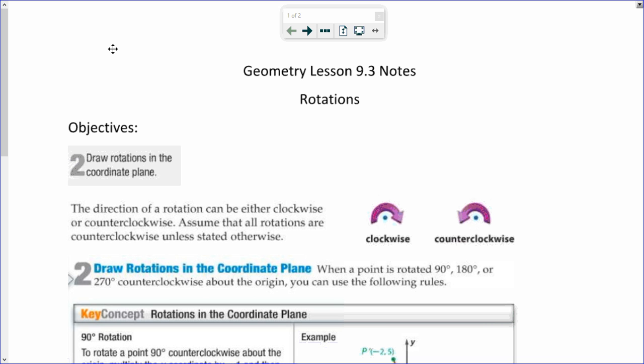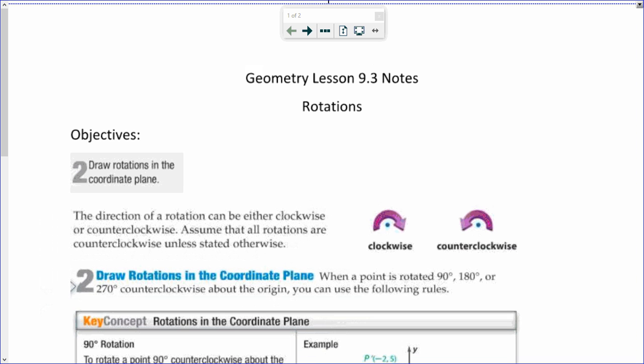So the direction of rotation can either be clockwise or counterclockwise. We'll assume that all rotations are counterclockwise, unless otherwise stated. And not in the coordinate plane, we won't have clockwise rotations. Okay, so we'll always be moving against the clock here.